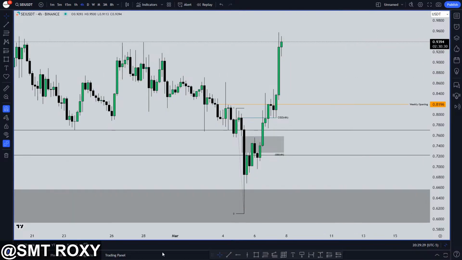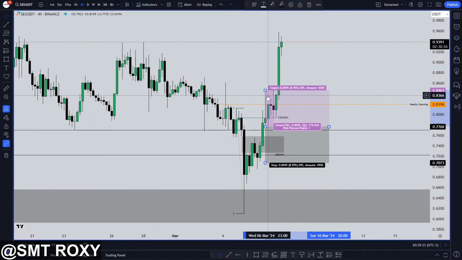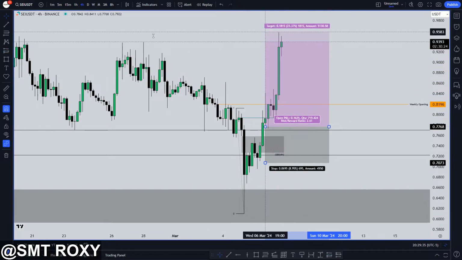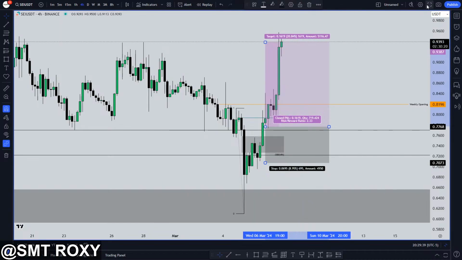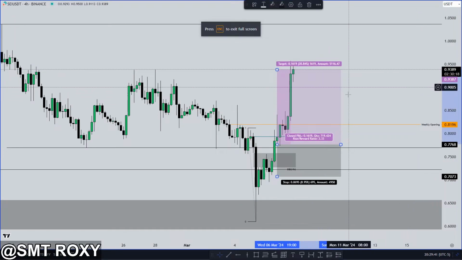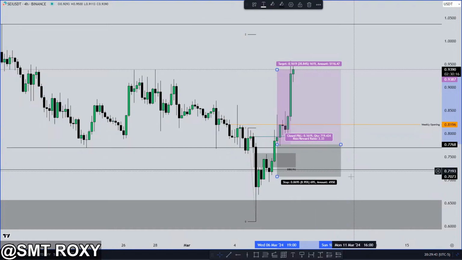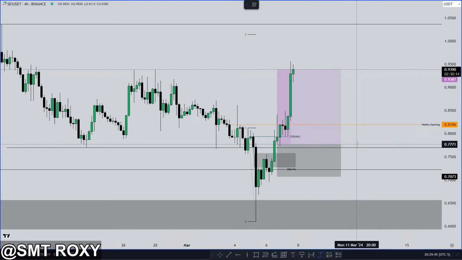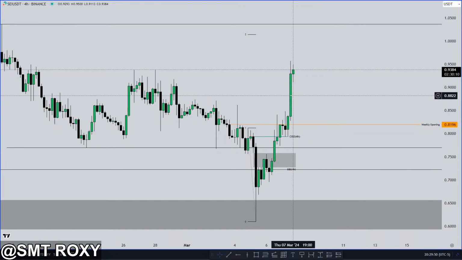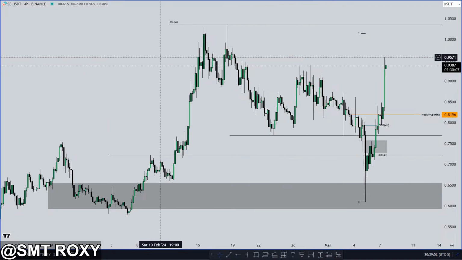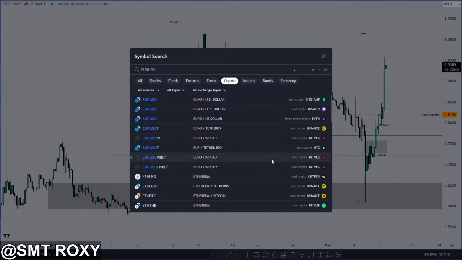Damn, bro, how much of a percent would I have got if I just enter right there? How much would this be right now? Why is my screen so laggy, bro? Let's just not even look at risk reward. Just right here. 20%. 20 percent, bro. Holy shit. That is crazy.